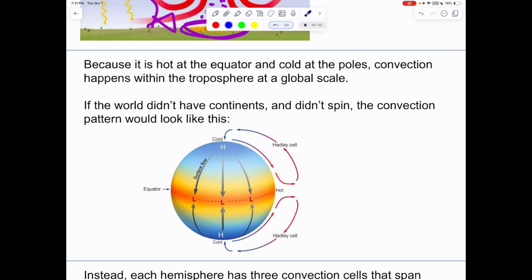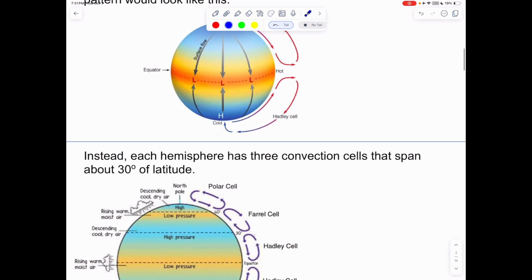We can see another example. Hot air rises by the equator, it drifts towards the poles where it sinks, and then moves across the surface of the earth, back to the equator. This is what everything would look like if we did not have spin and we didn't have continents. Unfortunately, we have both of those, so that changes a lot of different things.